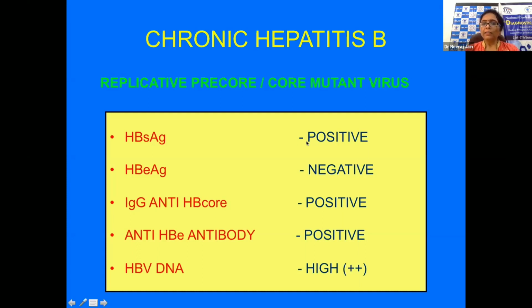So what will be the status? The surface antigen will be positive. The E antigen, although replicating, will not be positive. Core antibody, IgG variety will be there. E antibody will be high and DNA will be high. So to know the pre-core mutant, we have surface positive, E negative, but very high DNA. So DNA comes to the rescue to diagnose these pre-core mutants.